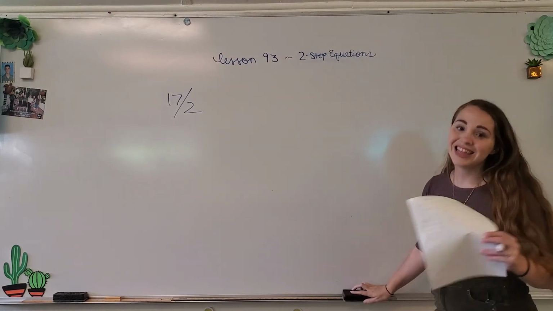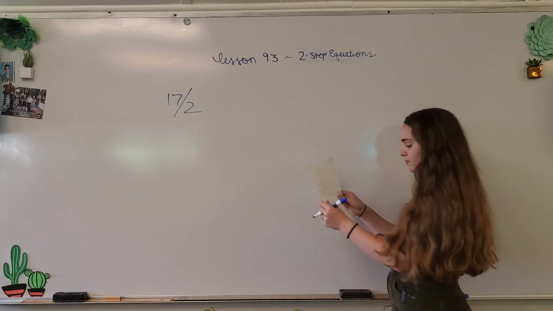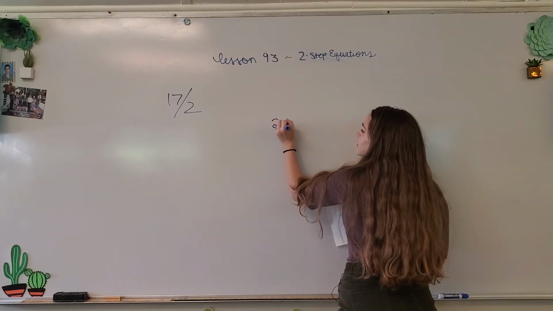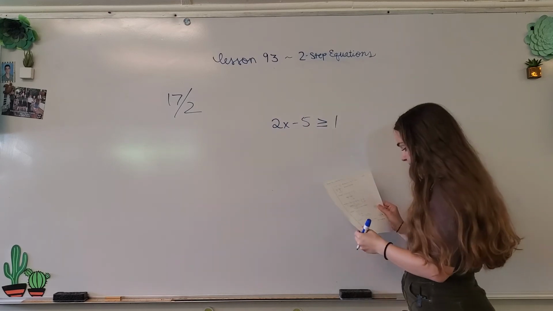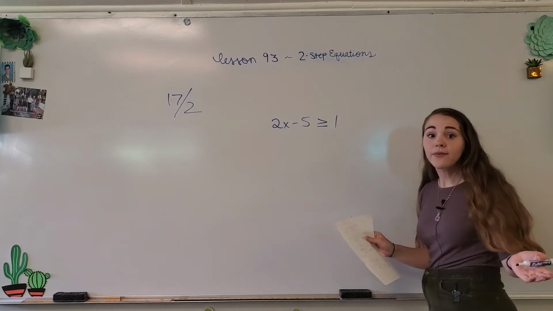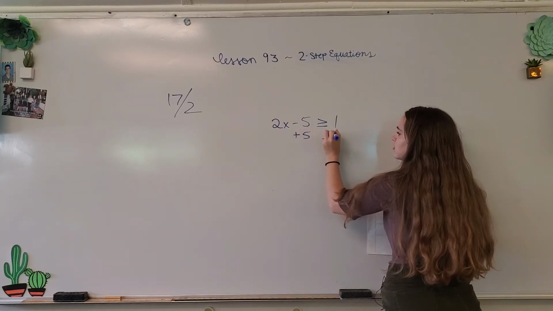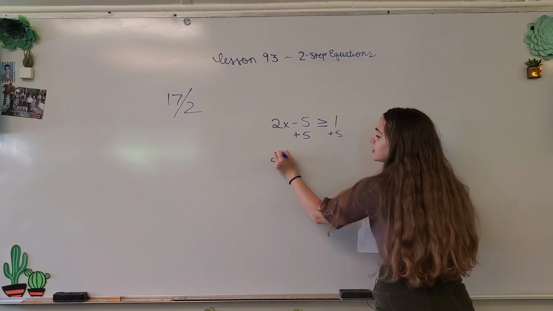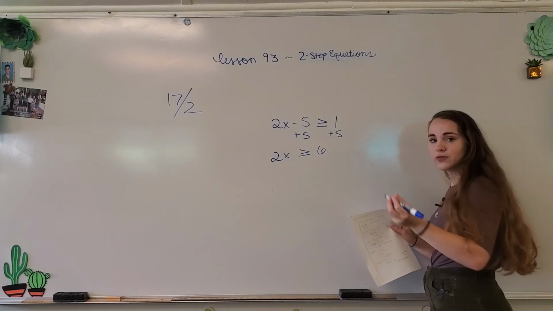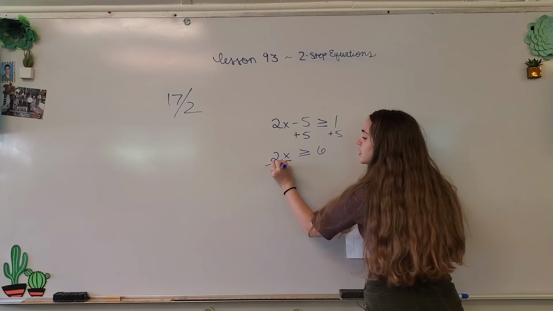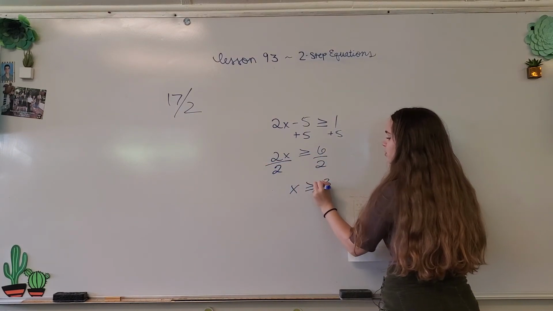Now they're throwing in an inequality. You do it the same exact way as an equation. 2x minus 5 is greater than or equal to 1. Okay, so first thing we get rid of, once again, is going to be that 5. Add it to both sides. 2x is greater than or equal to 6. And then to get rid of the 2, we divide. X ends up being greater than or equal to 3.